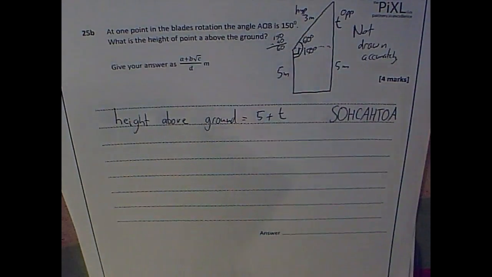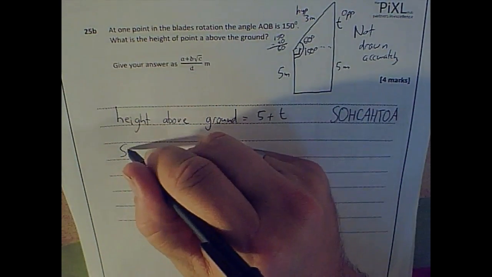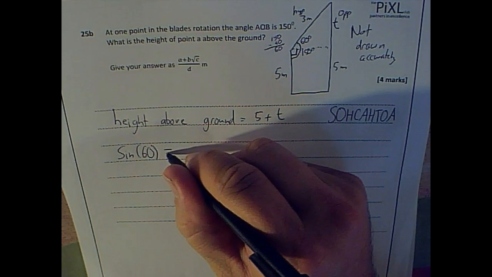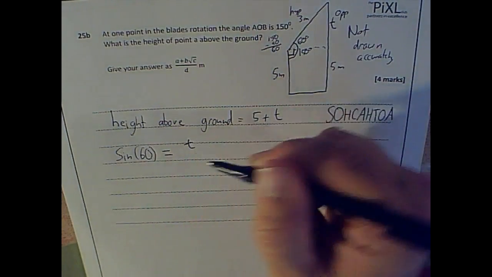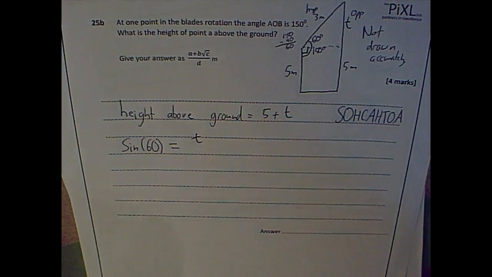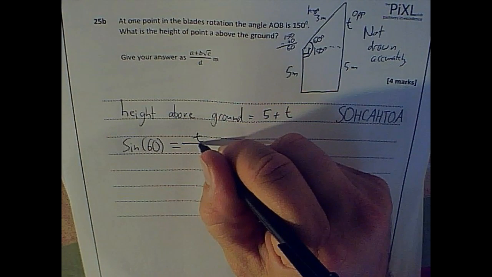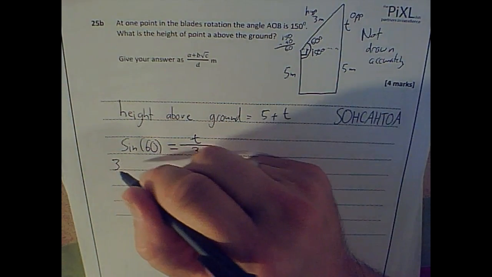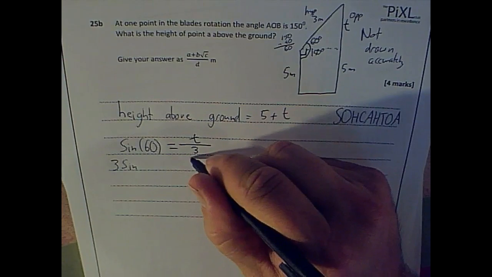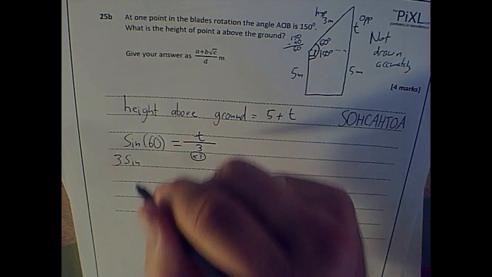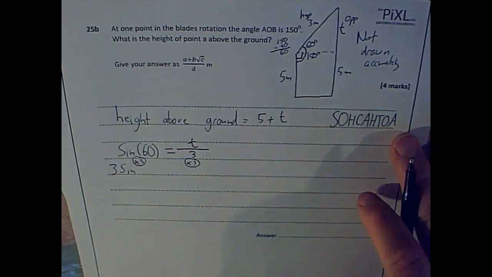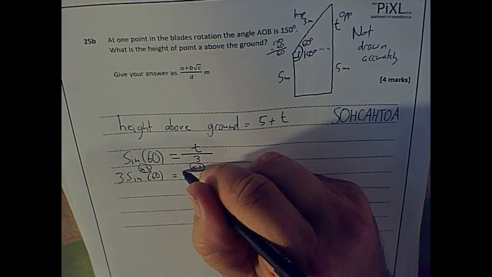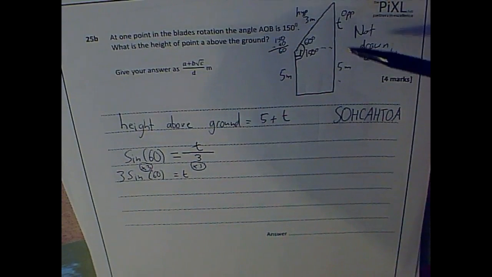So sine of 60 degrees equals my opposite, which I don't know, but that's T, over my hypotenuse, which is 3. Right, okay, good. So that means 3 sine 60, if I rearrange this by timesing both sides by 3, equals T. And now remember, my total height was 5 plus T.